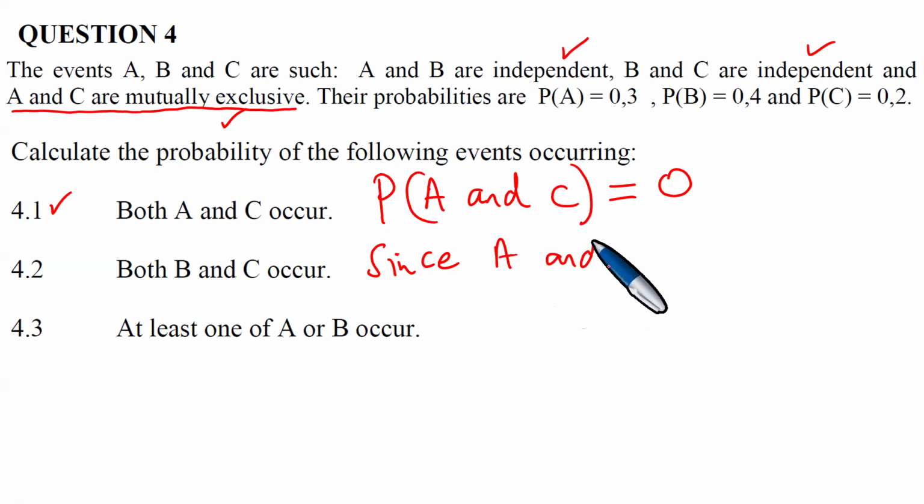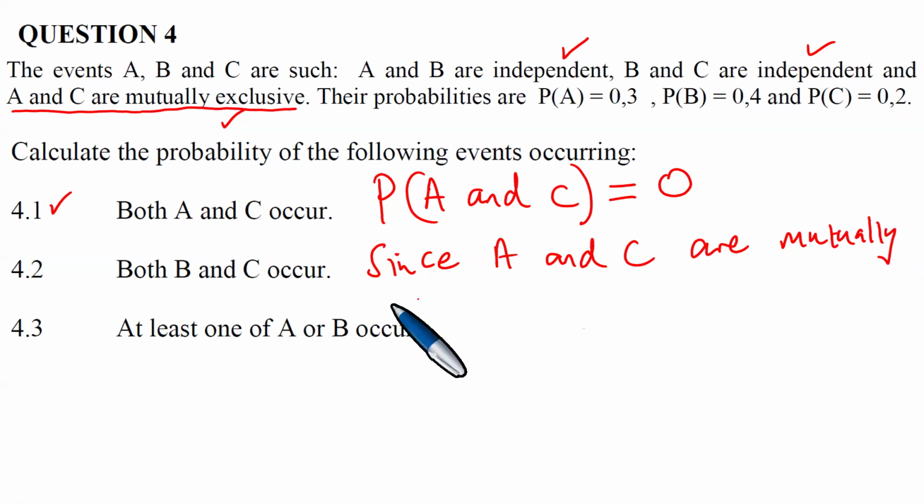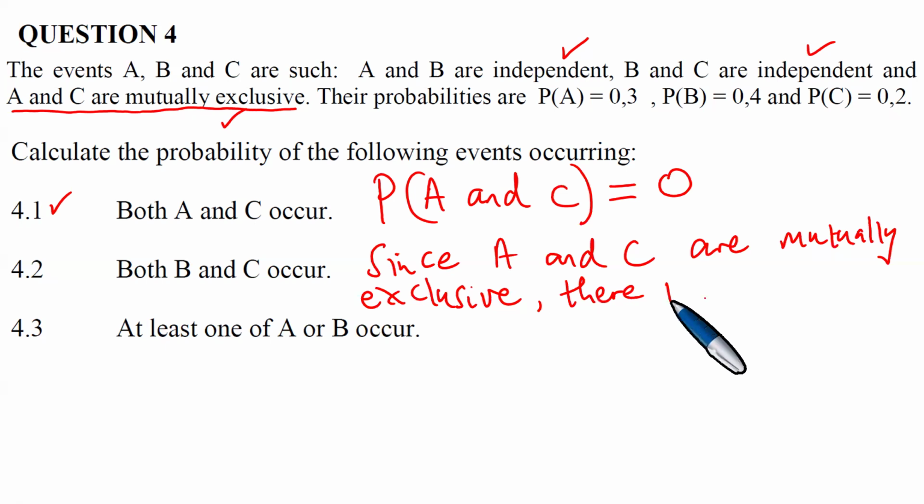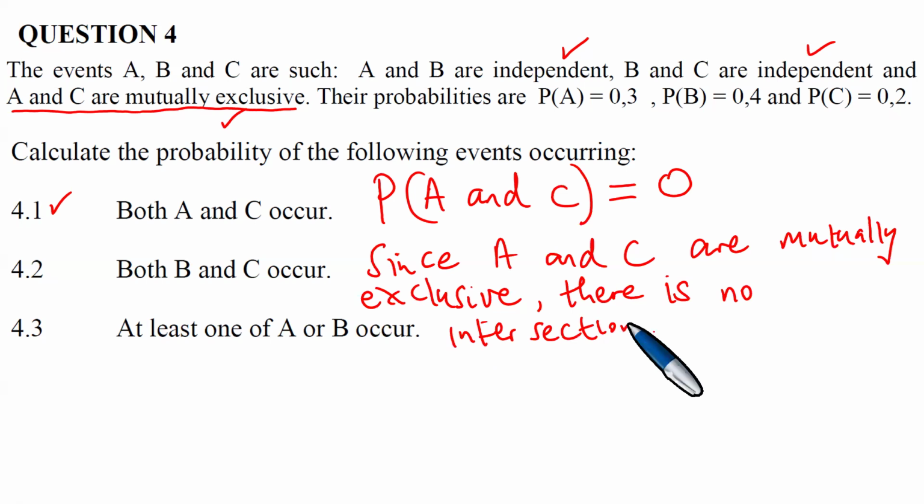Why? Now we note that since A and C are mutually exclusive, we say simultaneously there is no intersection. There is no intersection of A and C.